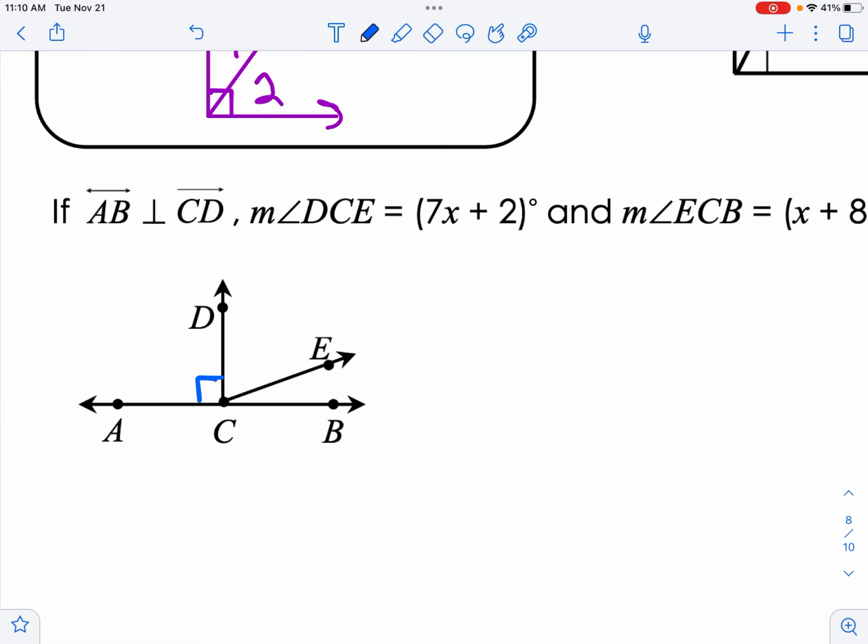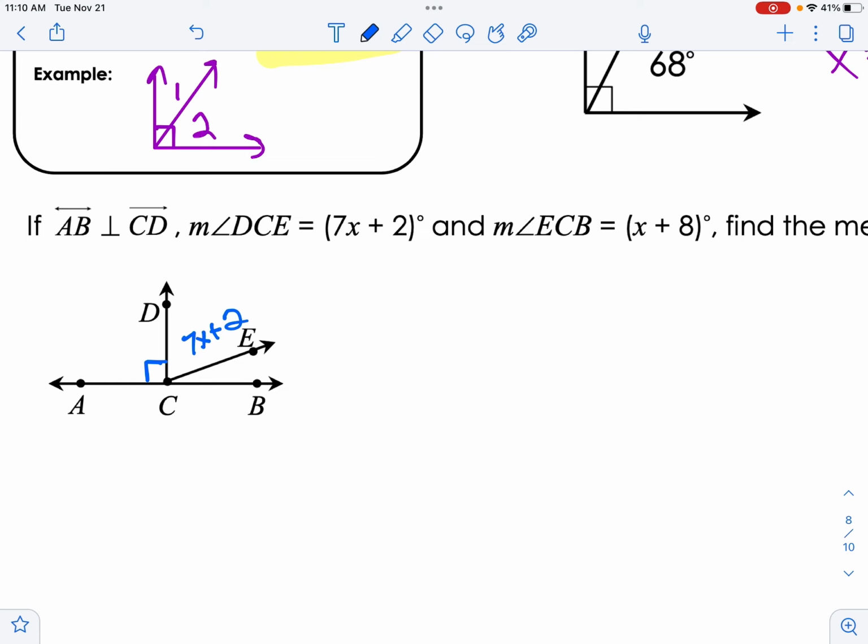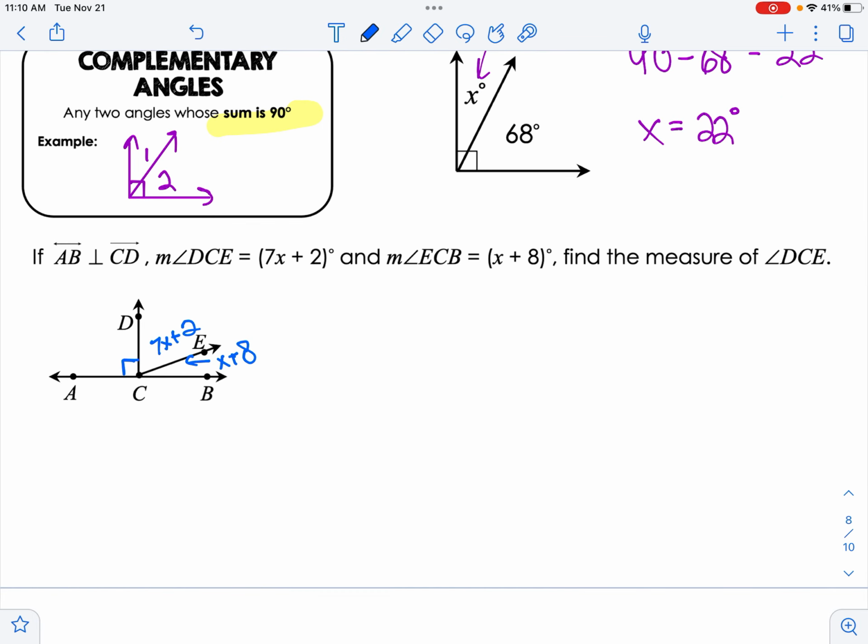The measure of angle DCE is 7x plus 2. And the measure of angle ECB is x plus 8. So that goes here. Okay, now find the measure of DCE.